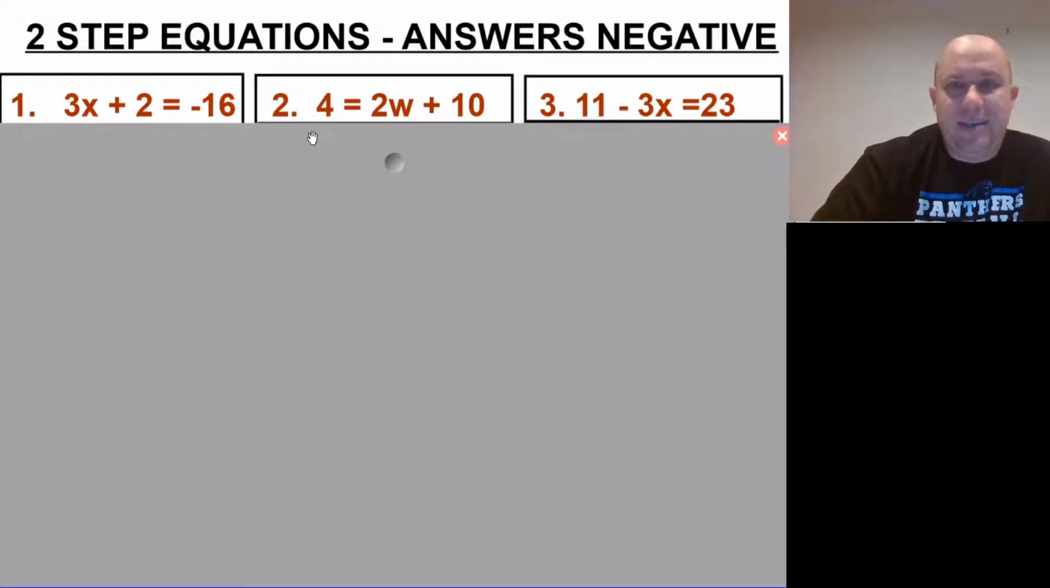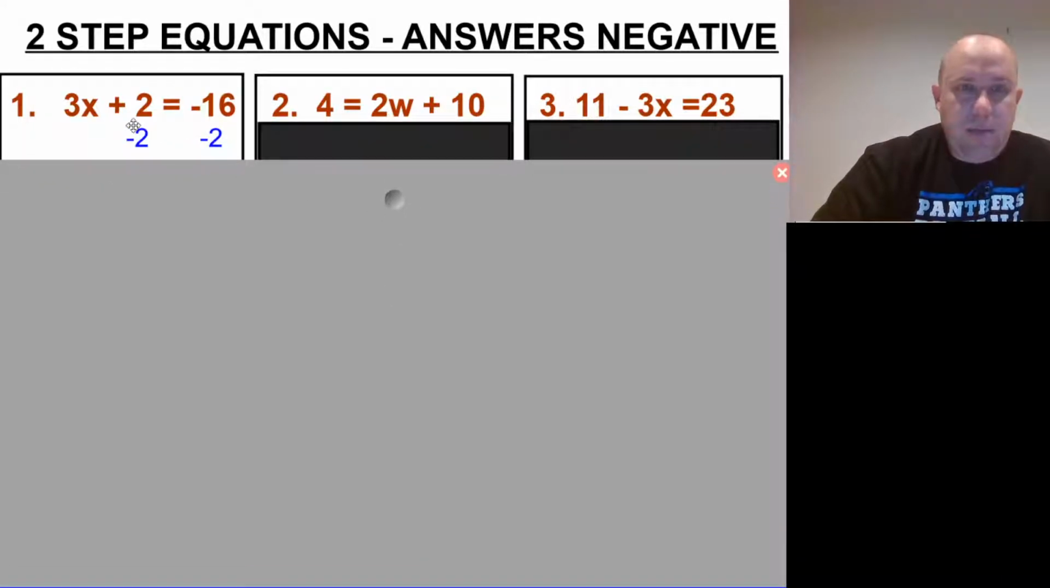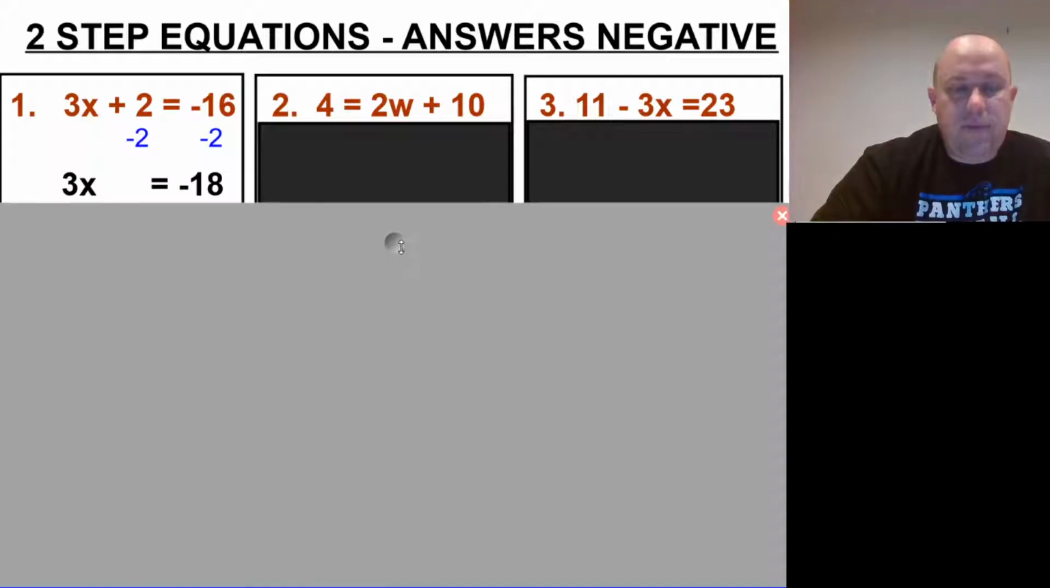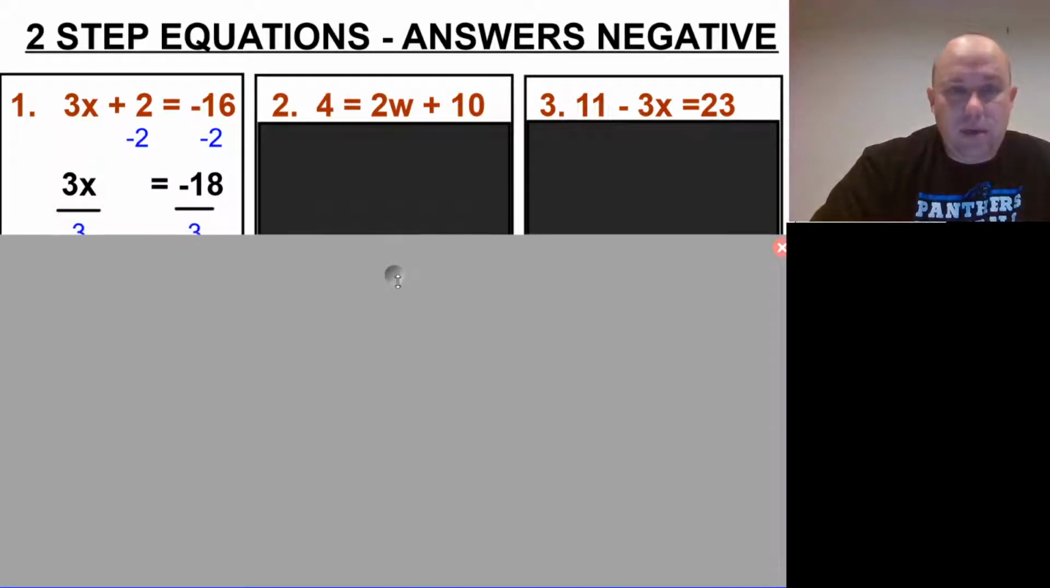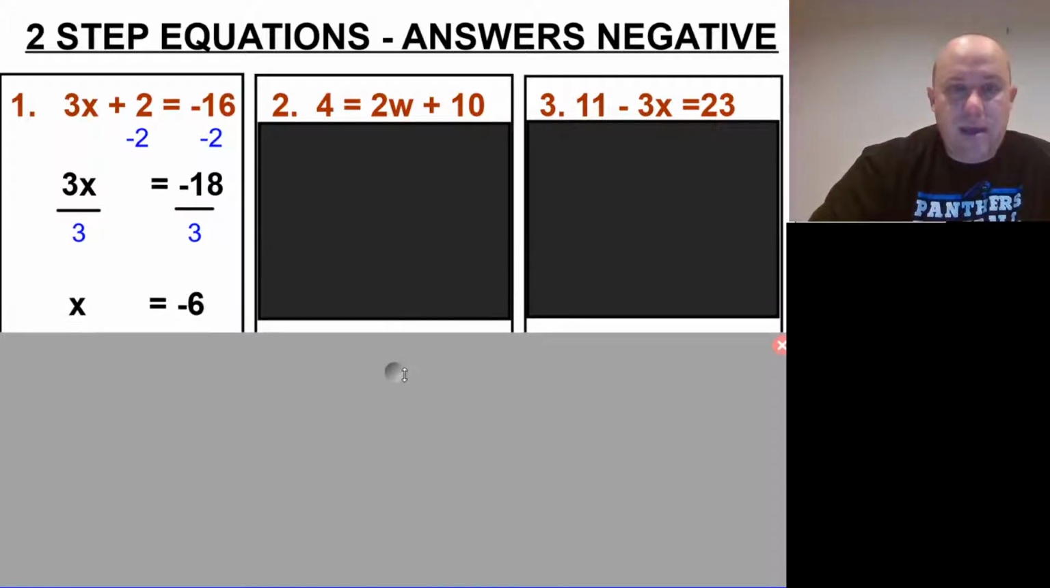Let's move on to our second set of examples. This time all the answers are going to be negative. That doesn't really change anything of how we set up the question, but just to make sure. So I'm going to move the positive 2 to the other side because I'm trying to move it away from the x here. So subtract 2 from both sides. I finish up with negative 18. I know I'm timesing by 3, so do the opposite, which is divide by 3. And negative 18 divided by 3 is negative 6.